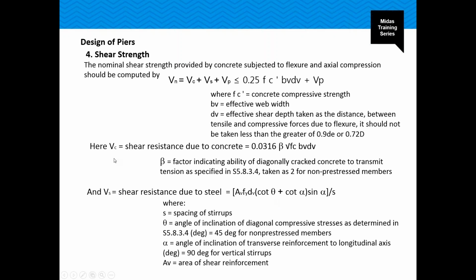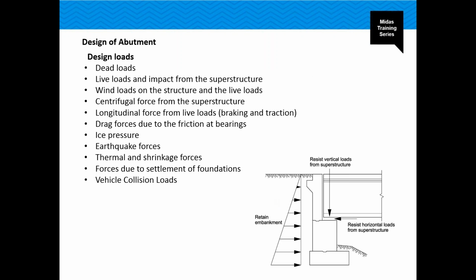So combining Vs and Vc, we get the final shear resistance of the column section, which is again compared with the ultimate shear force, which we get after combining the design force effects. So coming to the design of abutment, again the same set of loads are there for the abutment. In addition, we will be having earth pressure loads.